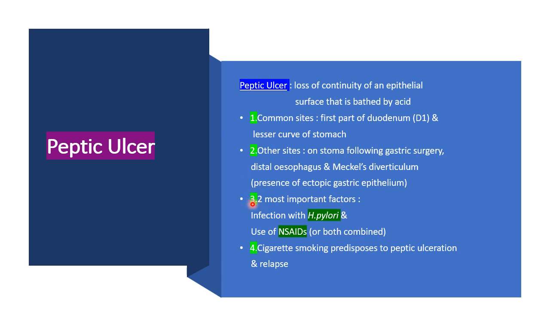Two important factors are involved in the production of peptic ulcer. Infection with H. pylori has become a common infection these days that predisposes to peptic ulcer, and the use of NSAIDs, or both combined. Cigarette smoking predisposes to peptic ulceration and especially relapse.